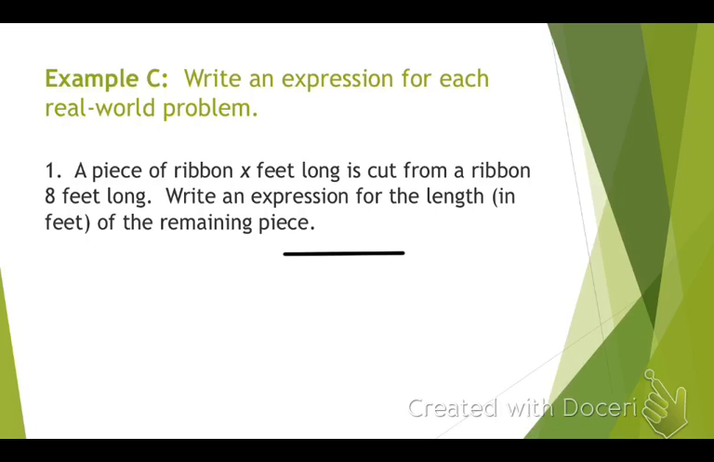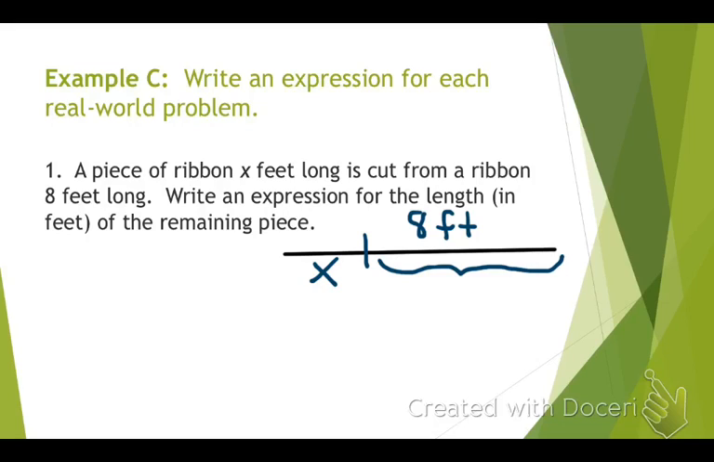So here is my original piece of ribbon, which is 8 feet. And I'm cutting something from it, and I don't know what it is, so I'm not going to put it in half because it doesn't say it was cut in half, and that's x feet long. So I need to write an expression that represents this remaining piece. So if I'm cutting away, that means I'm subtracting. So the remaining piece would be 8 minus x feet long.